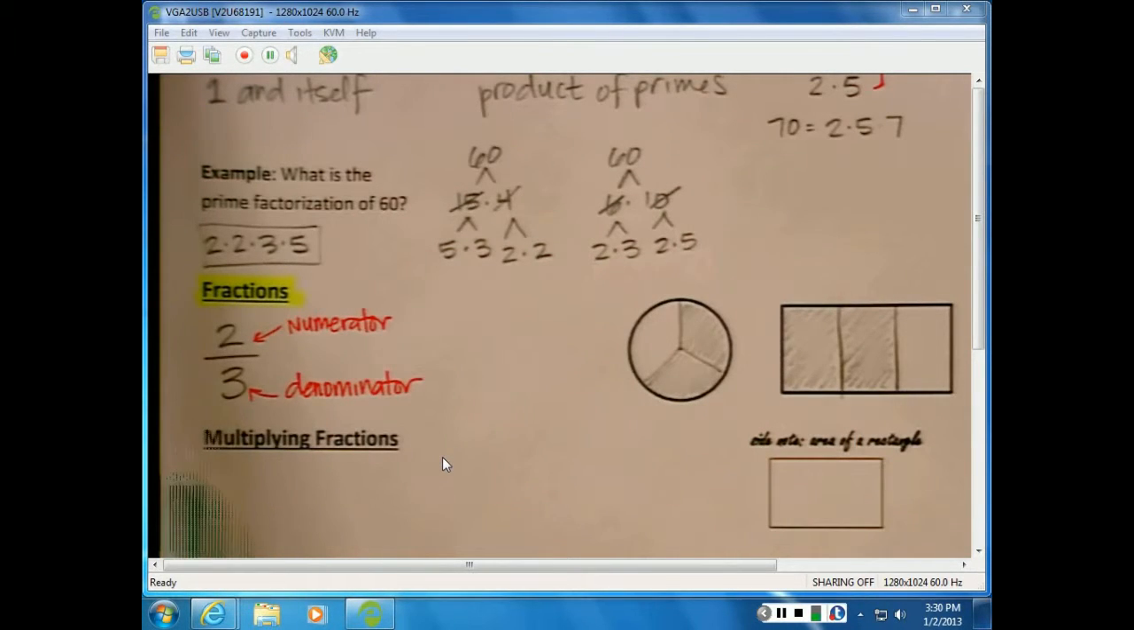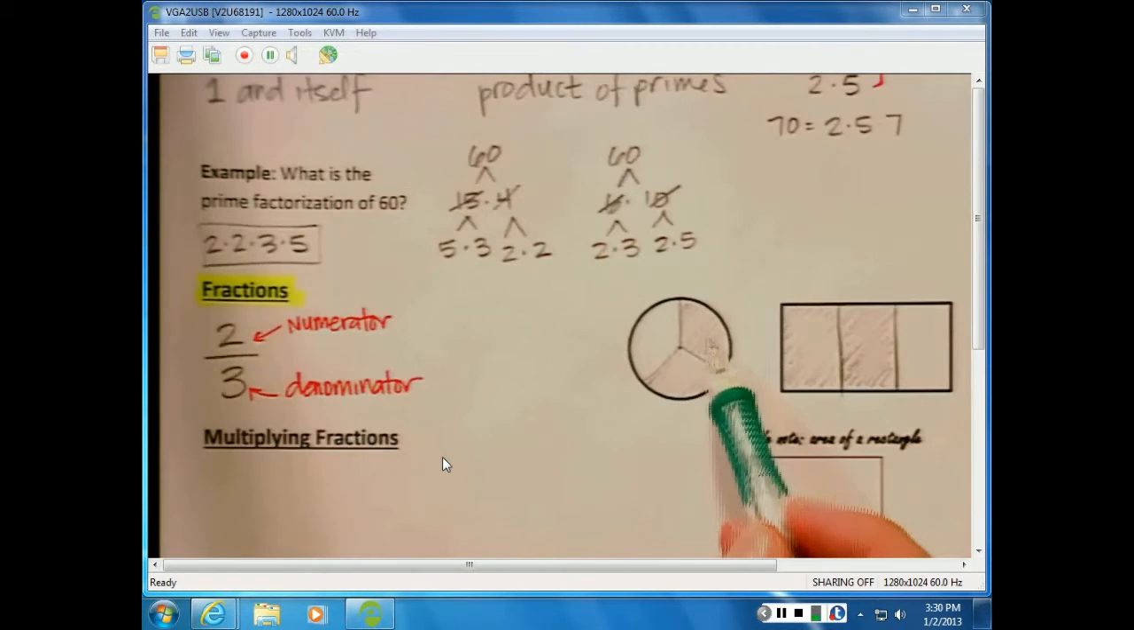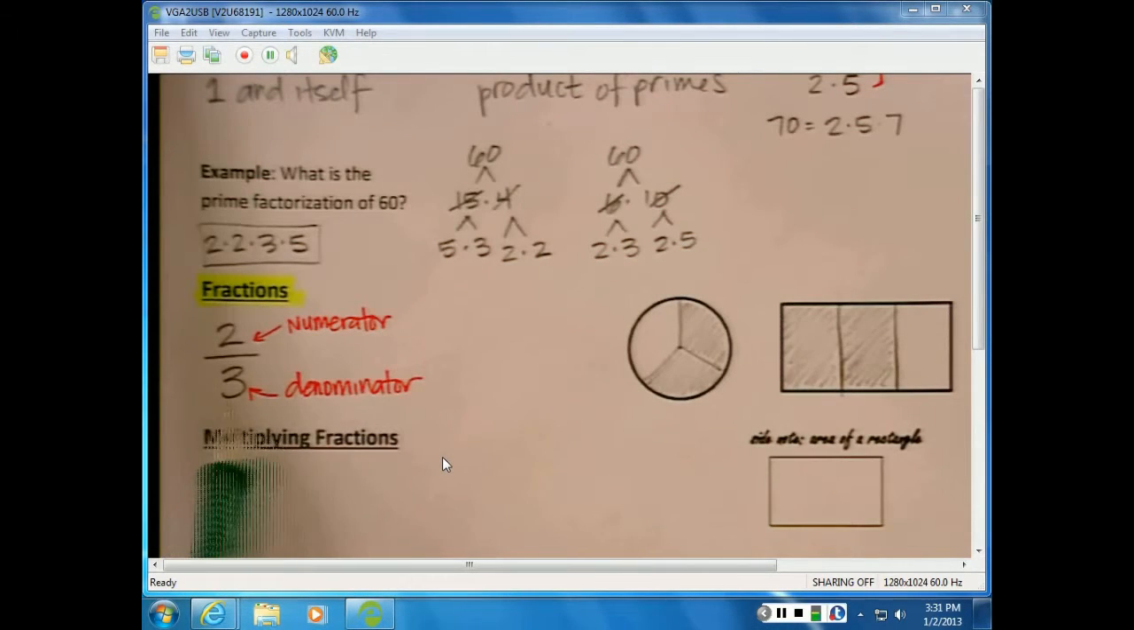Now the 2 in the fraction is really a count. It tells us how many we have. I have 2 pieces out of 3. The 3 refers to size. How many pieces does it take to make a whole? How big are these pieces?